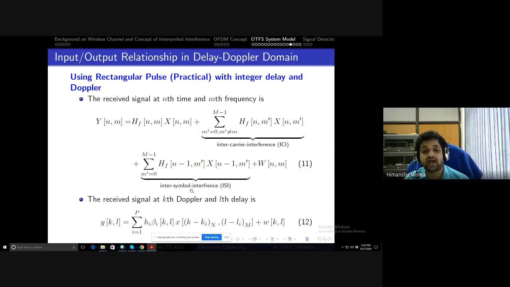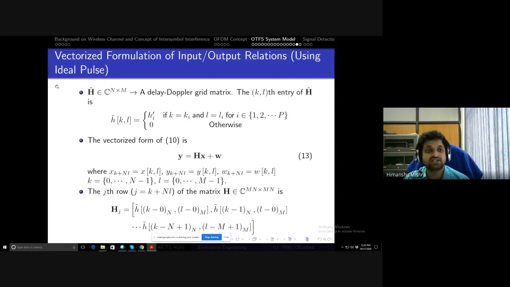So another advantage is, if you do all the signal processing algorithms in the delay Doppler domain, you have a very important point: you have a very small number of channel taps. Next point I will tell you. Okay, so the next point is the vectorized form of the relationship with the transmission.